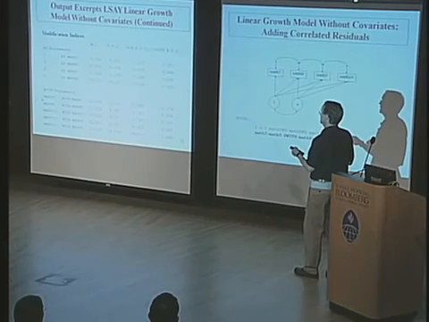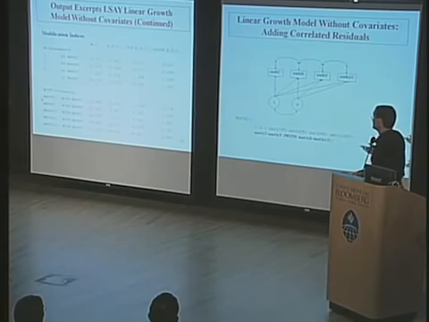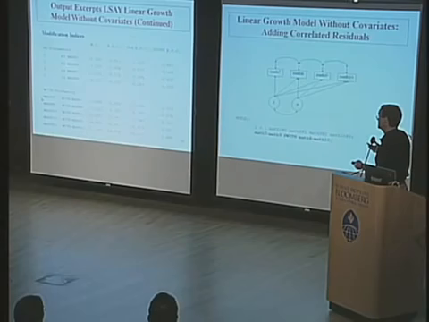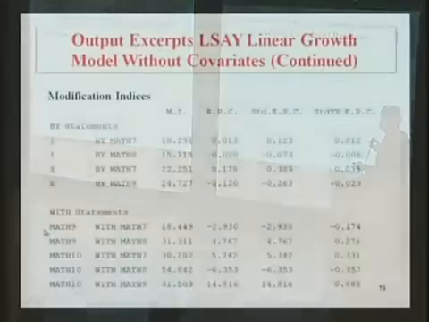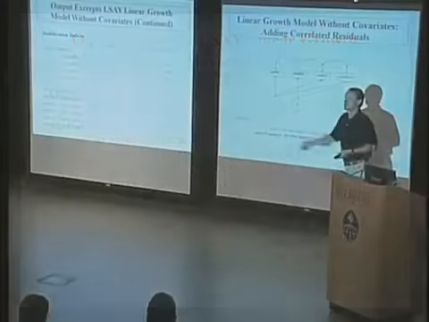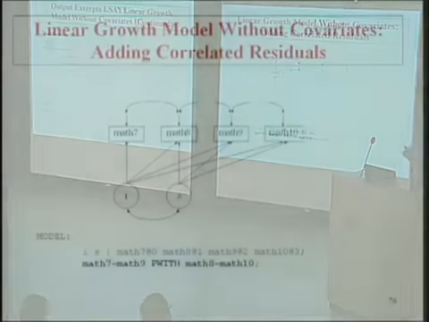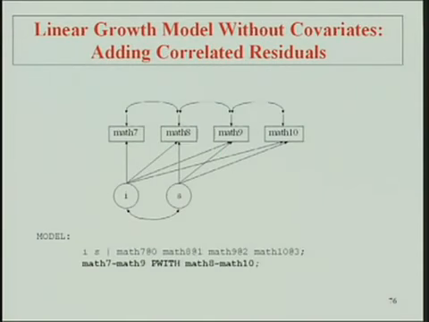Here's the expected parameter change, EPC, by the way. So that's the expected covariance if you free it. And here's the correlation in the correlation metric, standardized EPC. It could suggest that maybe a first-order autocorrelated structure is better, perhaps more parsimonious than doing this, and this. I don't know. We have to look at the modification indices after we've done that.